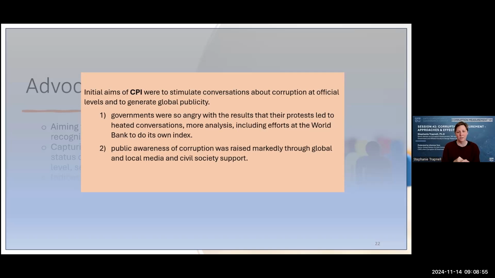Governments were so angry with the results, and still are so angry with the results every time they come out, that the protests lead to heated conversations, more analysis, and in the beginning, the World Bank was spurred to do its own index.